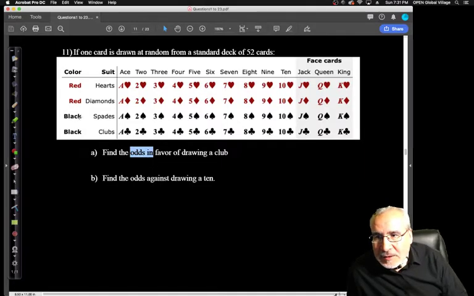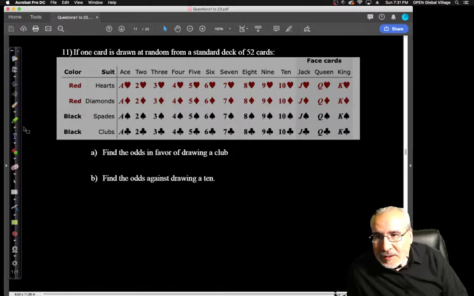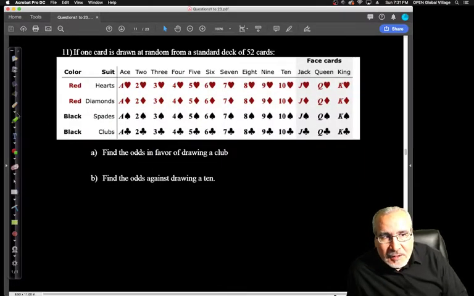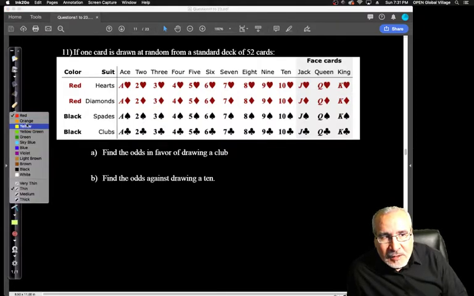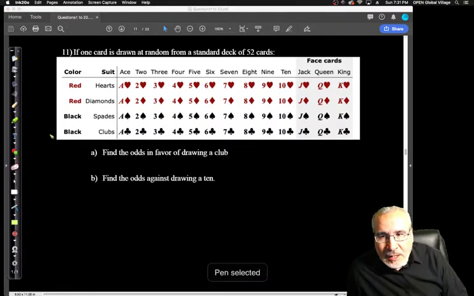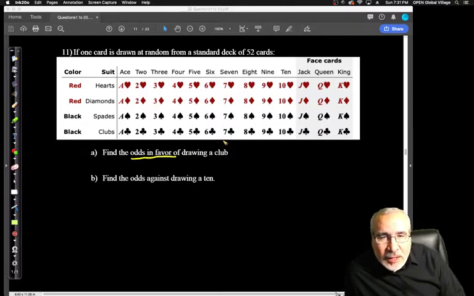Let's see. Let's go with yellow. Odds in favor of drawing a club. So the way we do this is we count how many clubs are there in a deck of cards, and if you count through this, you'll see that there's 13. So count the ace as a 1. So there's 10, 11, 12, 13.